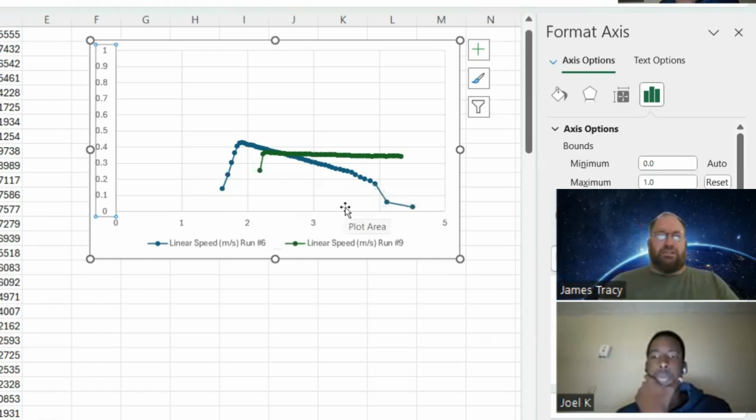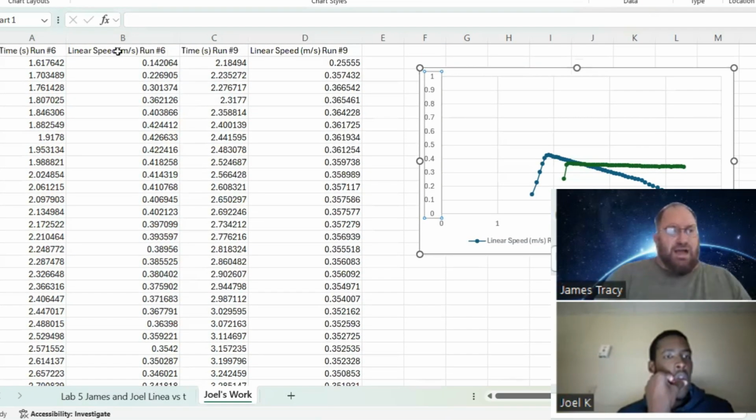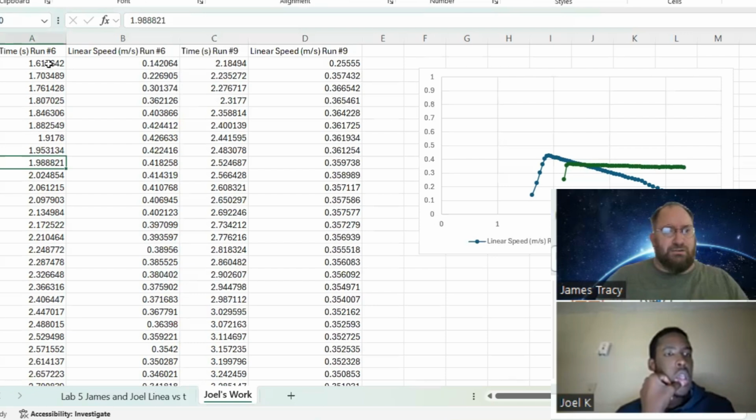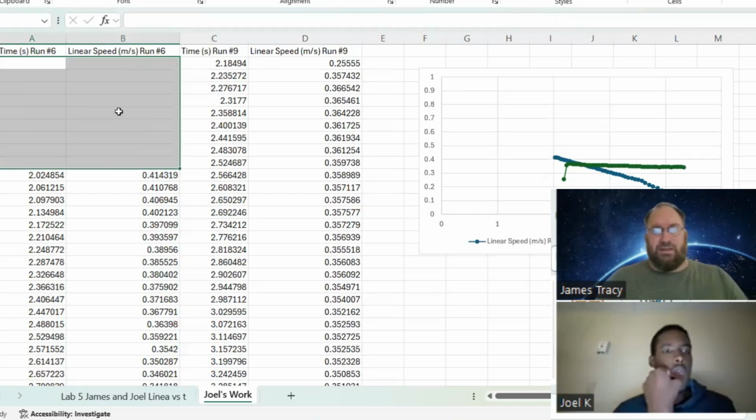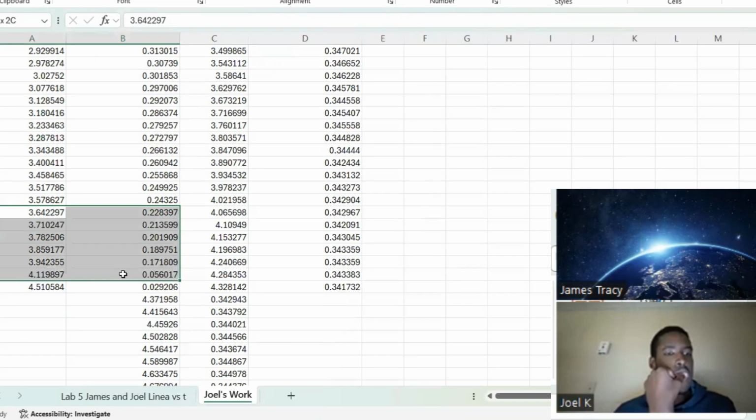So let's go to your data. Since this is a copy of your original data, we're just going to delete stuff. Go over to column A and B and just highlight everything that's below 2 seconds. So you're going to go from about A2 to B10, and just hit delete. Then scroll down, start from about 3.5 seconds, and delete the rest of the data in that range.